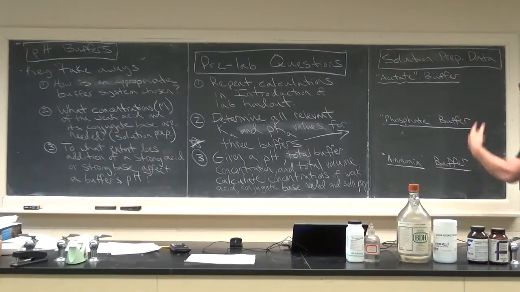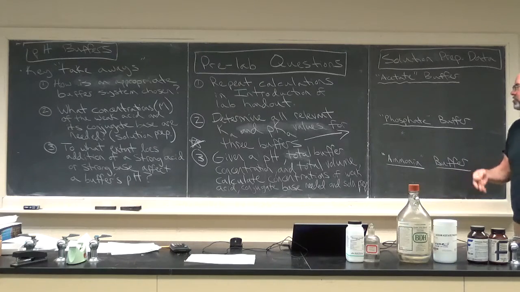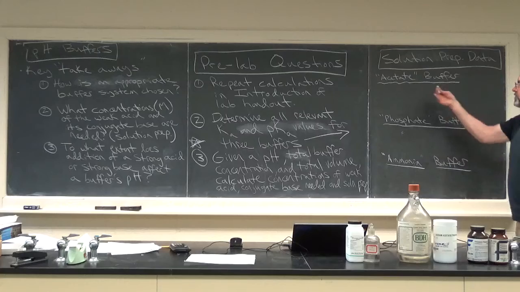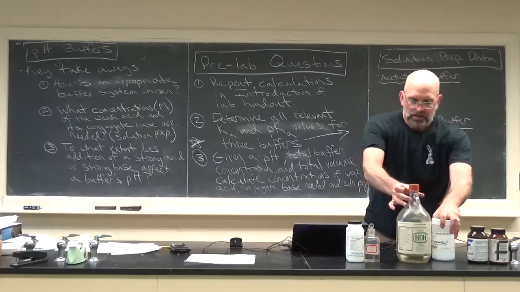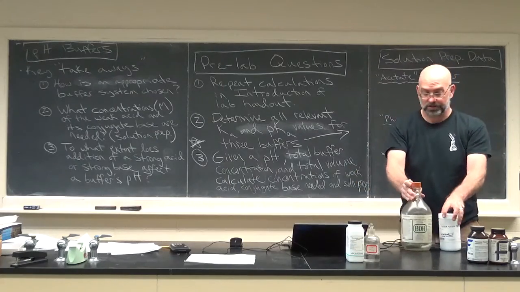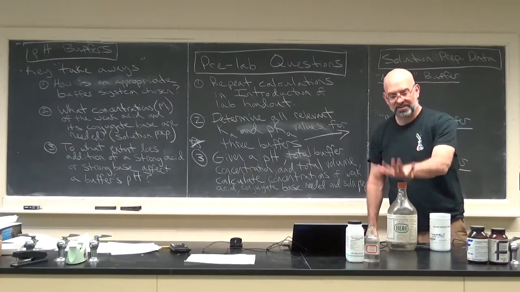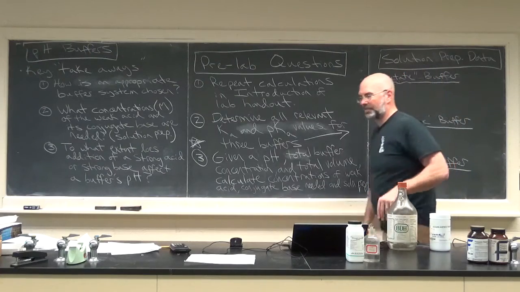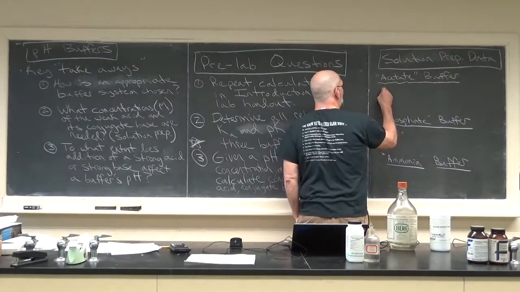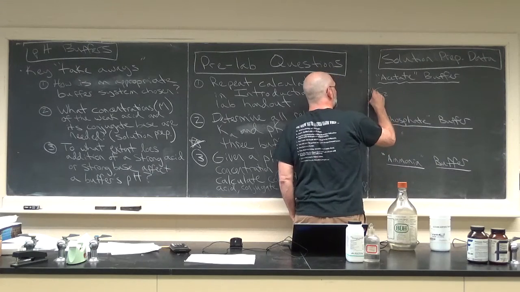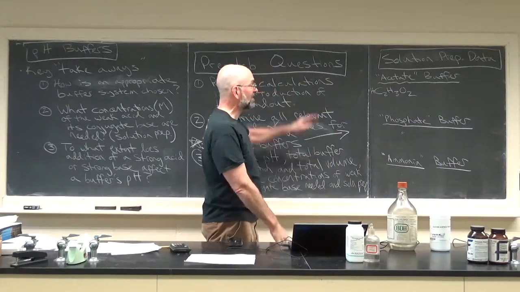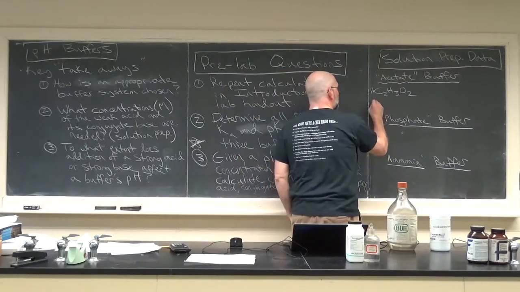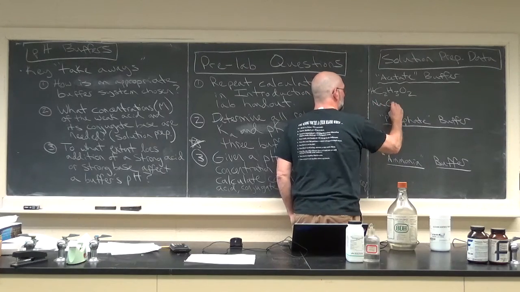If you prepare solutions, you're going to need things like molar masses and concentrations if it's a stock solution. So I just want to give you the information. If you make an acetate buffer, you're going to use acetic acid, and the symbol for acetic acid is HC2H3O2. That's the acid. Its conjugate base is going to be sodium acetate.